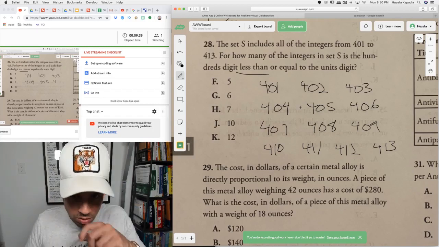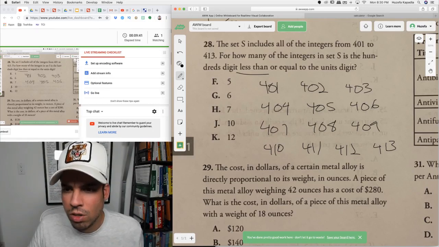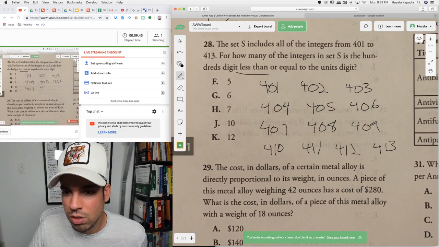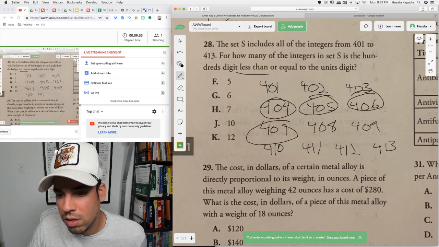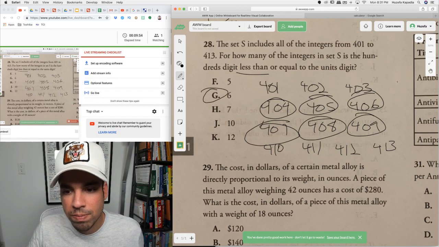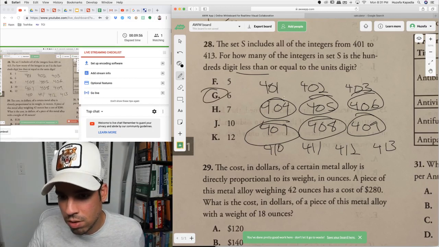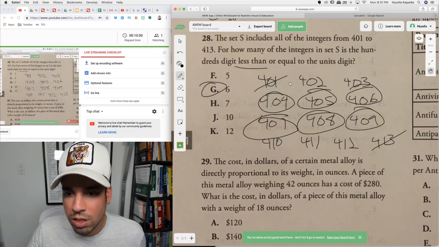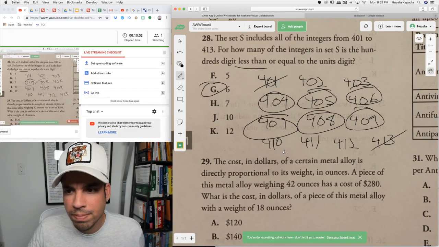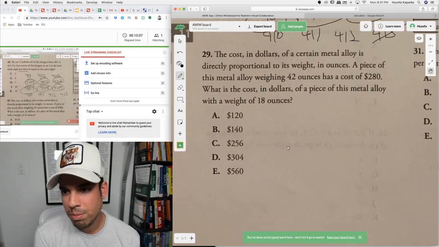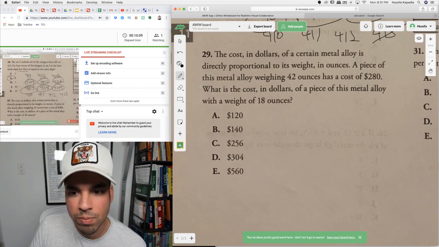Okay, so is the hundreds digit less than or equal to the units digit? Not here, not here, not here. Here, here, here, here, here, and here, and that's it. So 6. Oh yeah, we didn't even need these. It doesn't matter if these are included or not, because the hundreds digit is greater than the units digit for those.